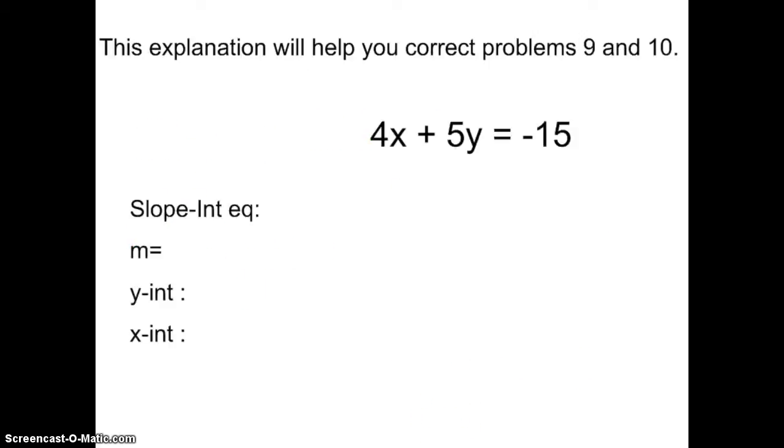This explanation will help you solve and correct problems 9 and 10. So here again the idea is to generate y equals mx plus b. Shortcuts will not get you to this. You'll be making numerous mistakes. So the first goal, subtract 4x from both sides.